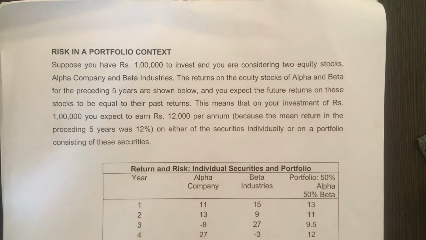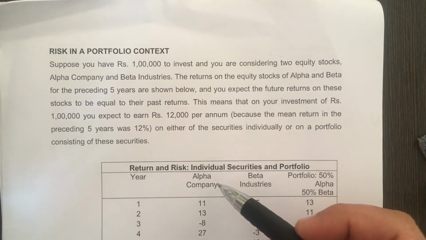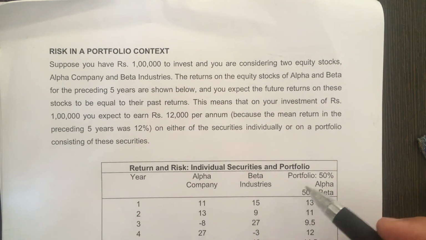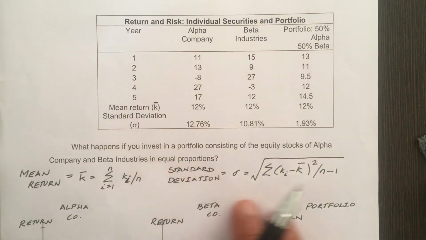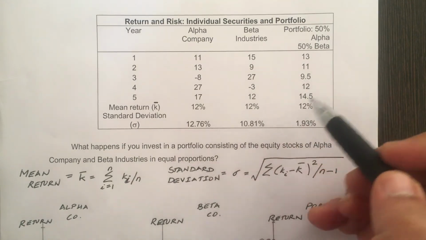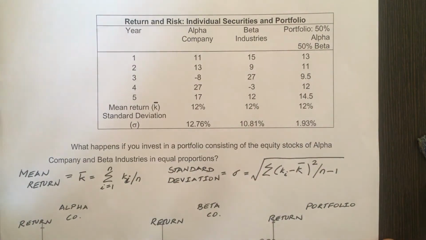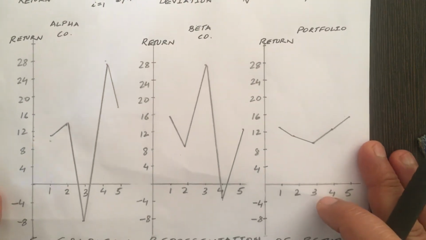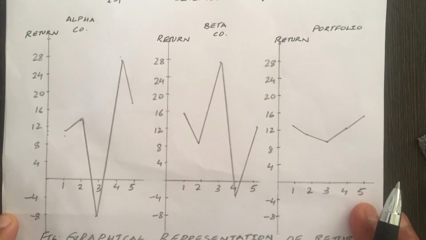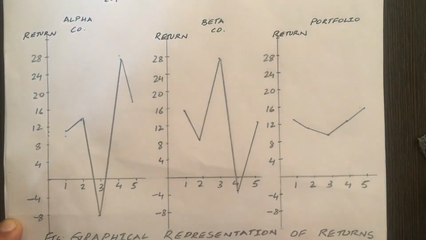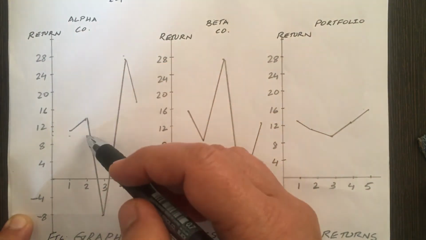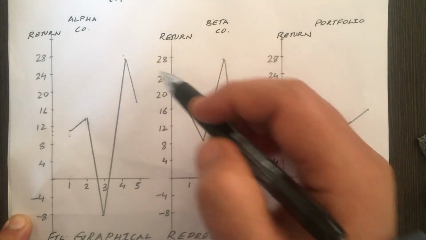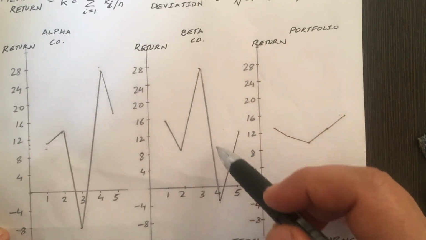If you have a lakh, you can either choose Alpha or Beta, or invest half in Alpha and half in Beta. When you do that, the degree of risk is very much reduced, and you will see this in the graphical representation of returns. You see this for Alpha Company: there's a very sharp movement of the returns. This is the return, very sharp movement. Same thing for Beta Company, sharp movement of return.